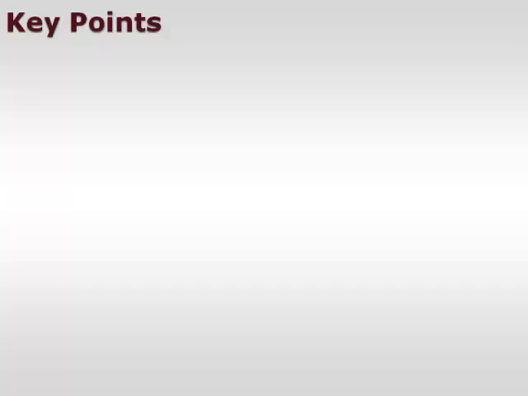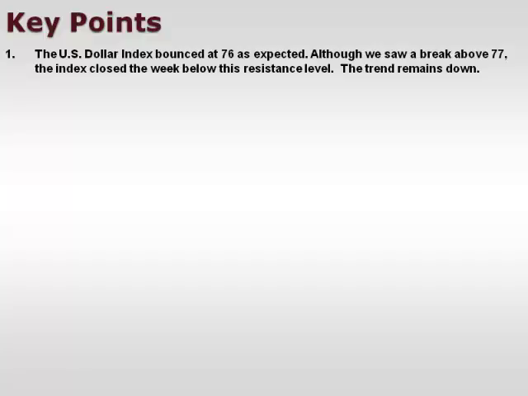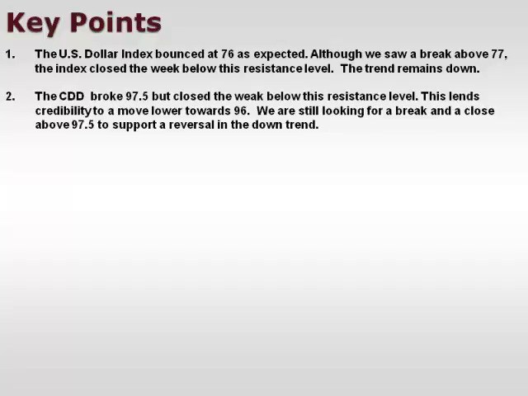Let's take a look at a few of our key points. First of all, the U.S. dollar index bounced at 76 as expected. Although we saw a break above 77, the index closed the week below this resistance level. The trend remains down. The CDD broke 97.5 but closed the week below this resistance level.